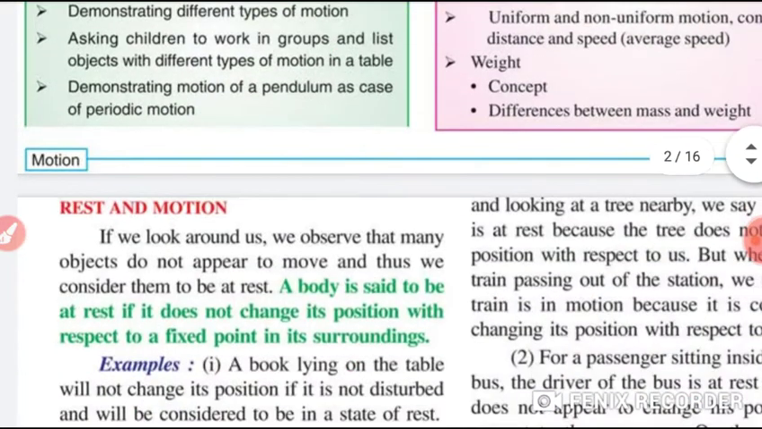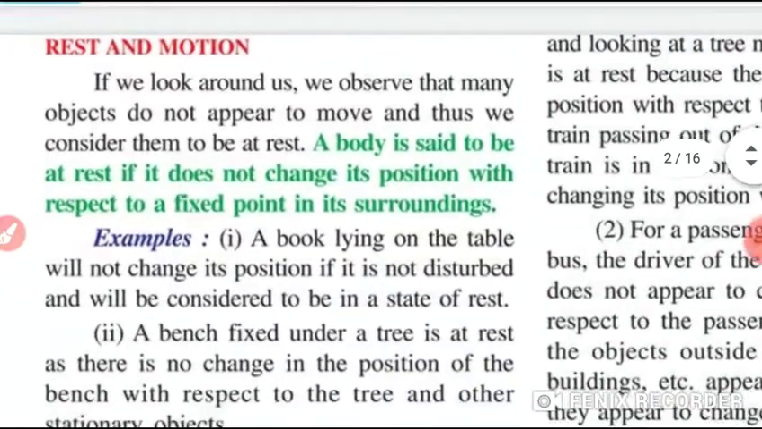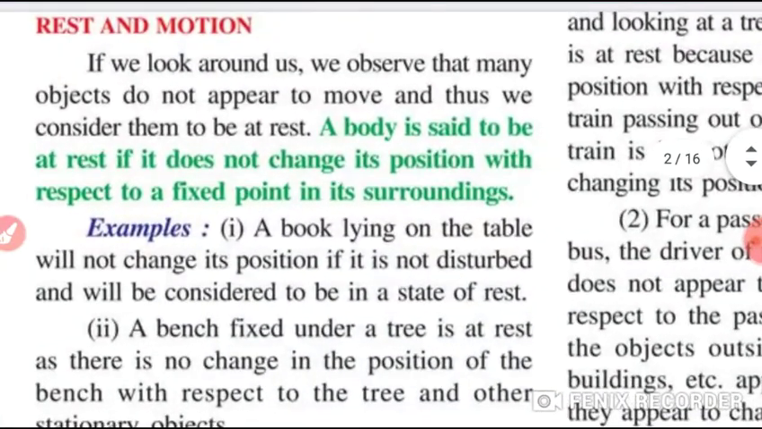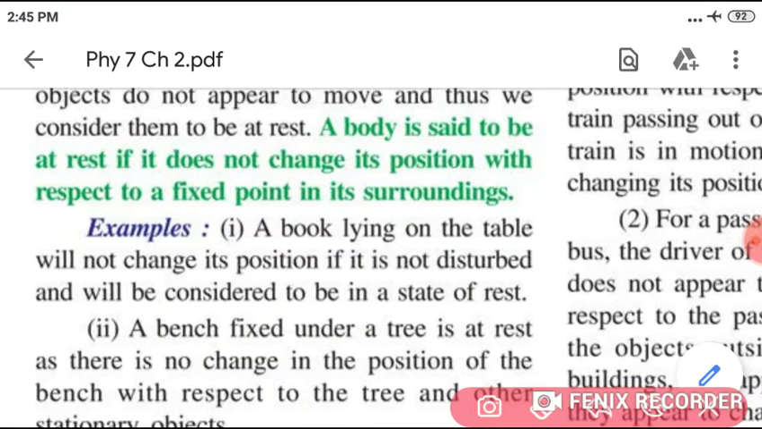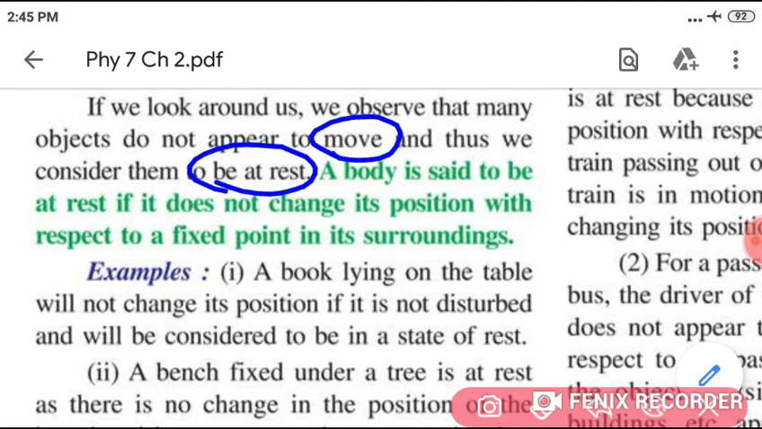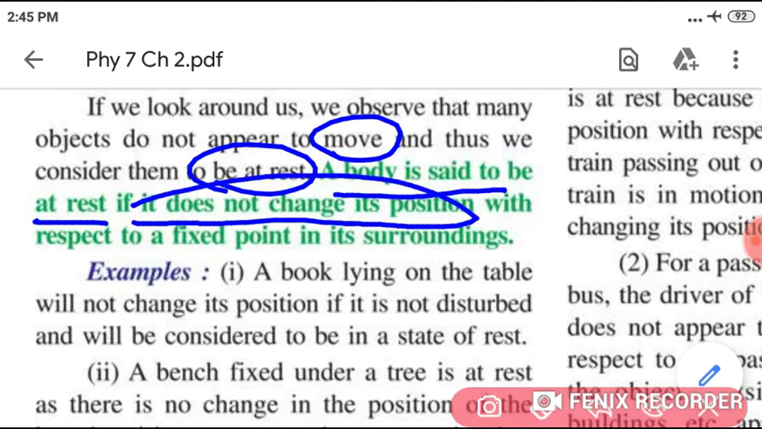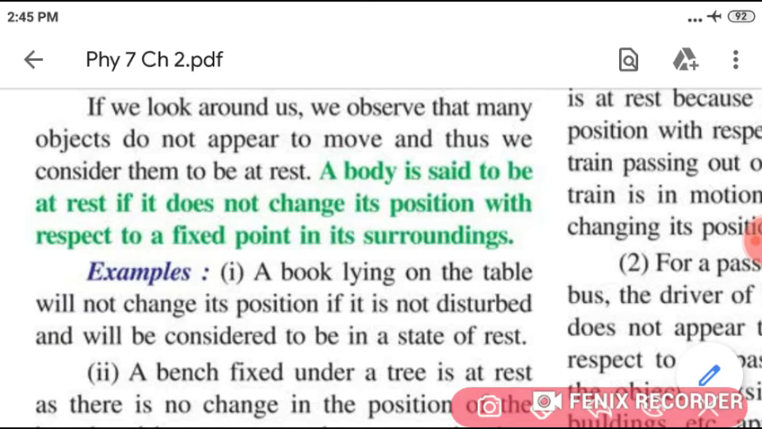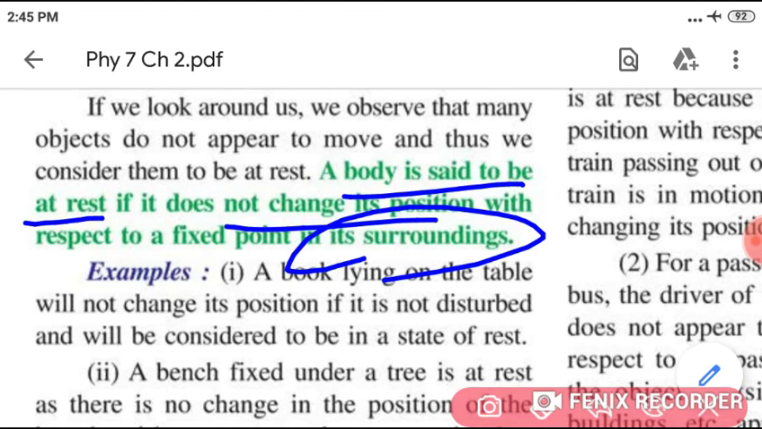So students, let's come to our chapter. First topic, rest and motion. Okay, students, if we look around us, we see many objects that are moving and many are considered to be at rest. So students, a body is said to be at rest if it does not change its position with respect to a fixed point in its surroundings. Okay, what is that called? A body is said to be at rest if it does not change its position with respect to its surroundings.